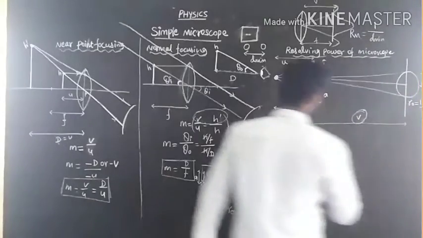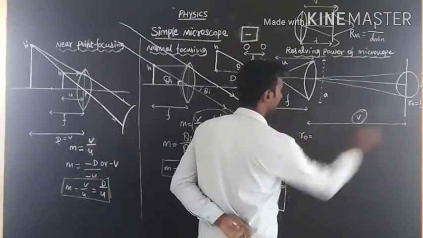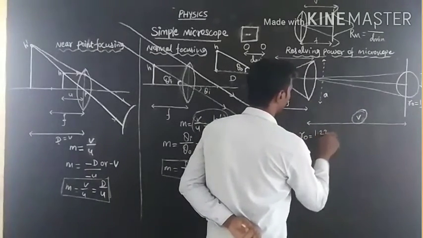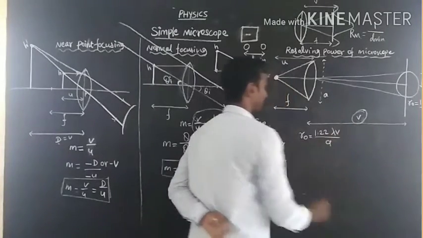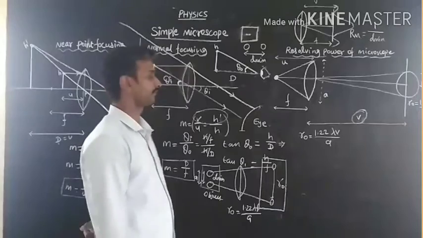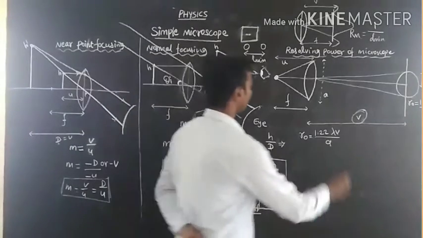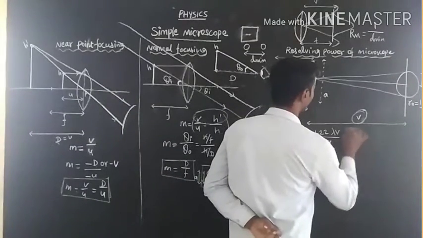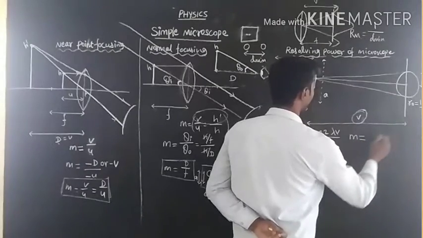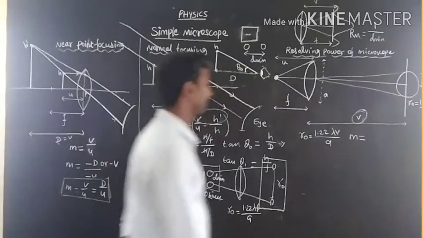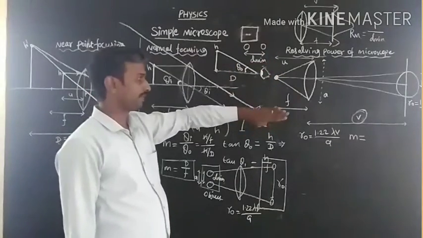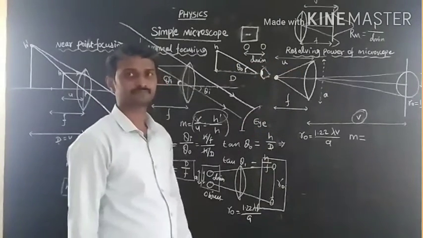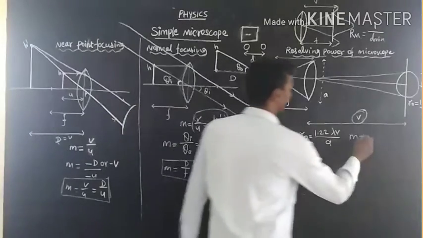Therefore the formula changes into 1.22 lambda v divided by A. So this is the value of R naught. And then you know very well about the magnification formula. Magnification m equal to the position of an image to the position of an object. So m equal to v by u. Am I right? M equal to v by u.